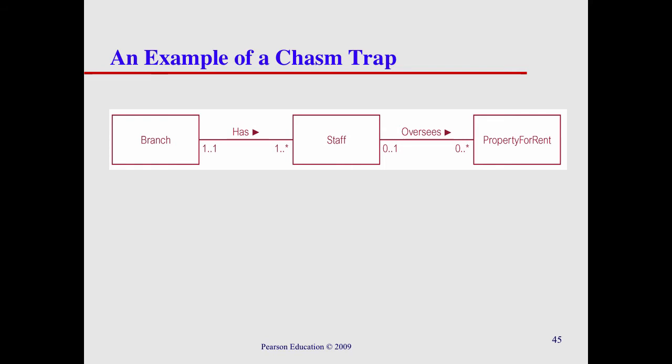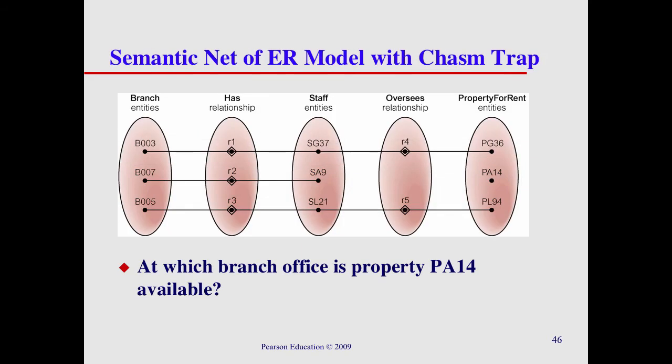So it looks like we should be able to determine for any given property which branch it belongs to, because there is a directed path from branch to property for rent. So it sure looks like that for any property, we simply determine which staff member manages it, and then we determine which branch that staff member belongs to. But when we get to specific occurrences of the relationship, look at what can happen. So we have this property for rent, PA 14, that's not managed by any staff member.